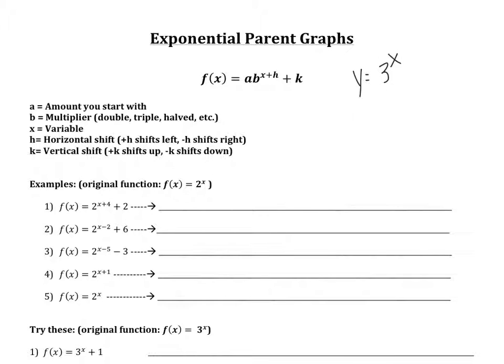But a parent graph can be for anything: exponential, linear, quadratic, cubic, anything. The key to a parent graph is it has all of these extra pieces that can be added to the equation to do a bunch of things, from stretching it to compressing it to moving it up, down, left, right. So a parent graph allows for multiple things to be added to the equation.